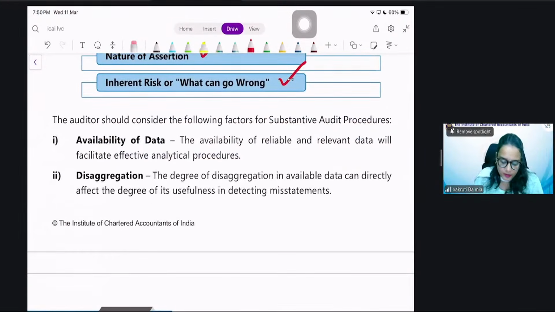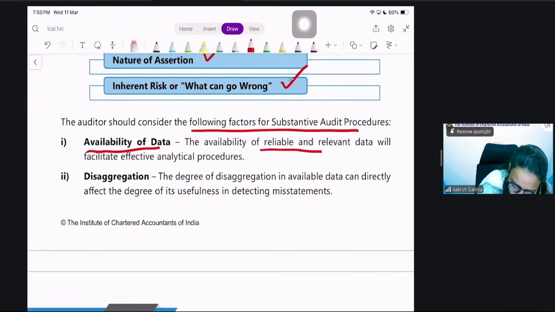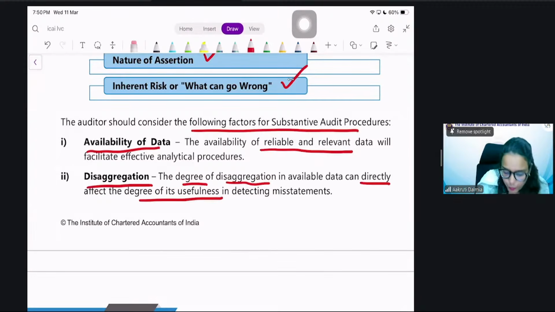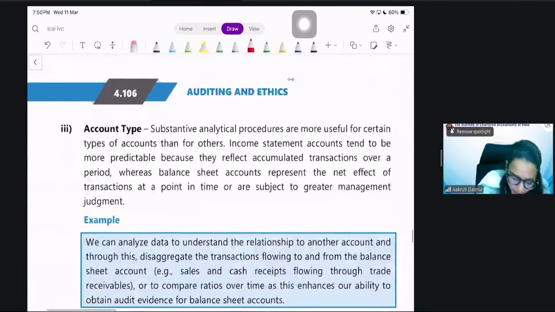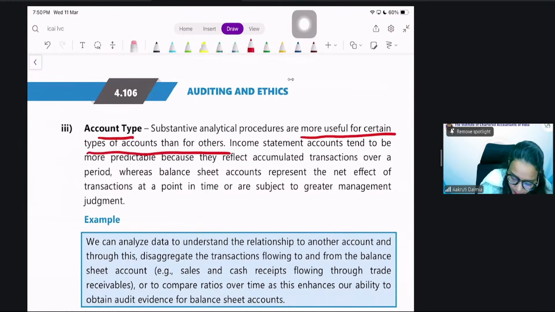So the auditor should consider the following factors for substantive analytical procedures. Availability of data: the availability of reliable and relevant data will facilitate effective analytical procedure. Disaggregation: the degree of disaggregation can directly affect the degree of usefulness. Remember, degree of disaggregation can directly affect the degree of usefulness. Account type: substantive analytical procedure is more useful for certain types of accounts than for others.